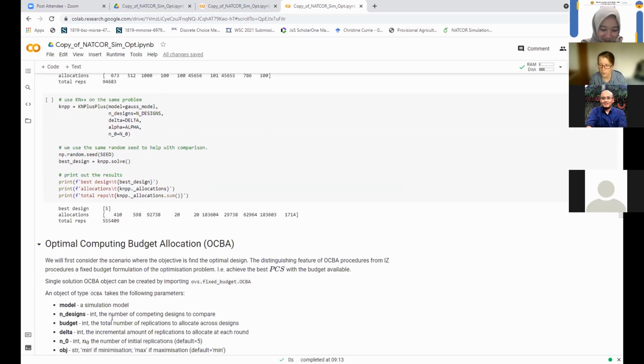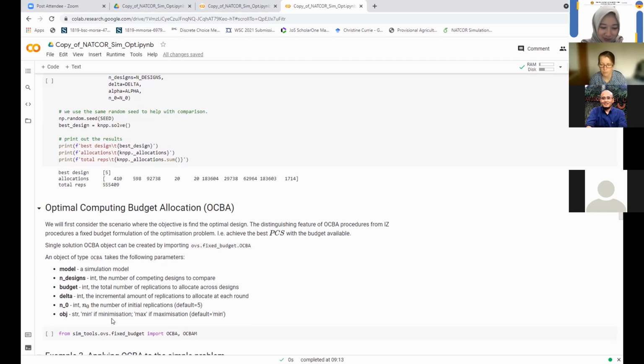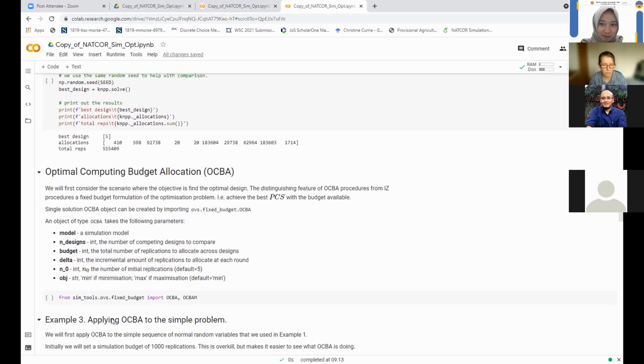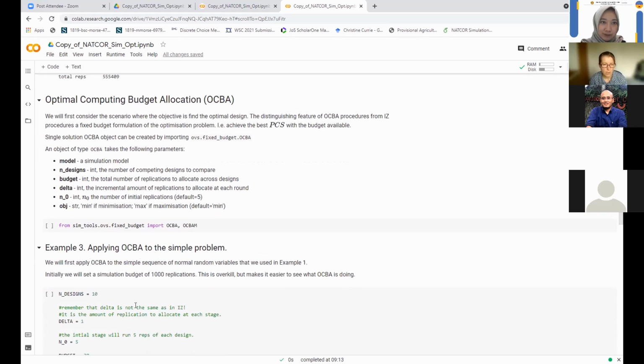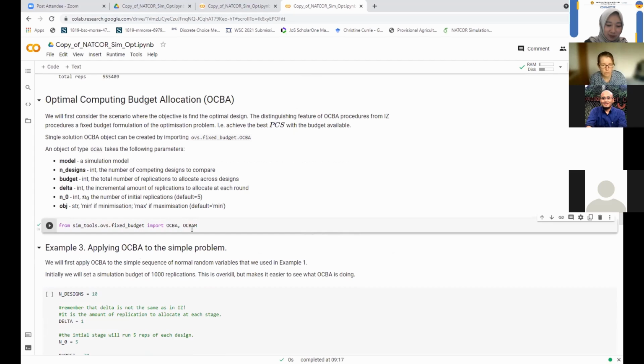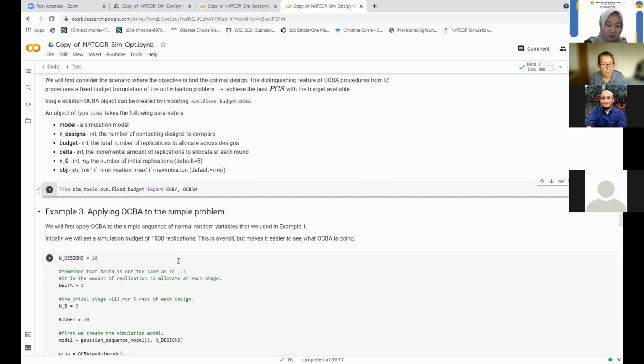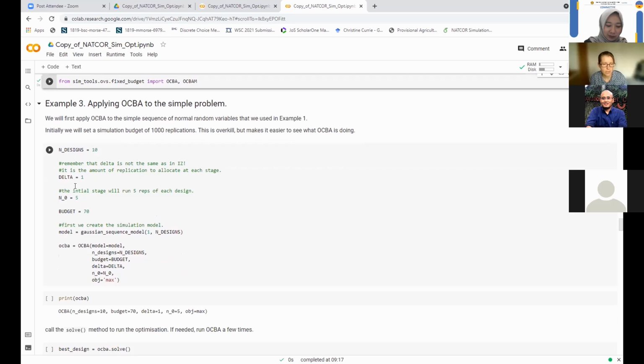Okay, so I'll go through the OCBA, and then actually I think we'll have a little bit of time after I've gone through OCBA for you to have a go at doing those and getting those running. So OCBA is what we just talked about in the lectures. This is where you are allocating your computing budget between different designs. So you've got a fixed budget to achieve the best probability of correct selection within the budget that's available. So we're going to import them, first of all, OCBA and OCBA-M, and then we're going to try it on the simple problem that we've looked at many times before now. So 10 designs, 1, 2, 3, 4, 5, 6, 7, 8, 9 and 10 being their means.